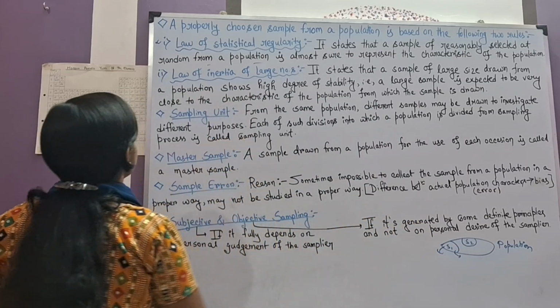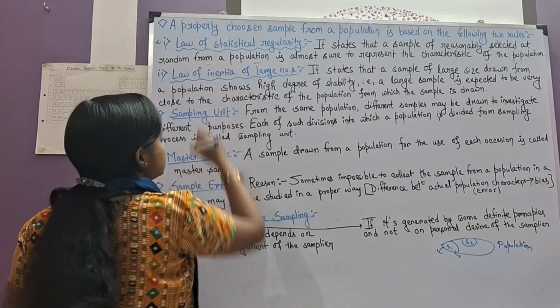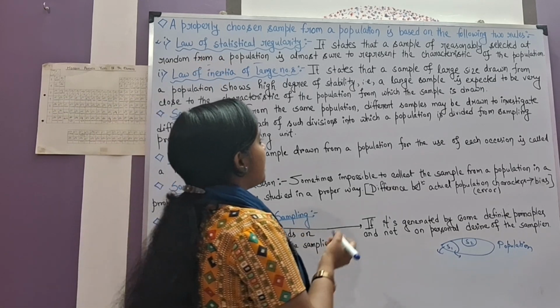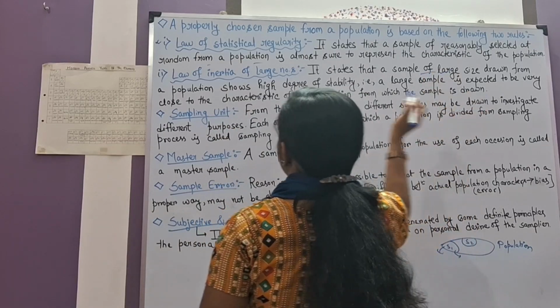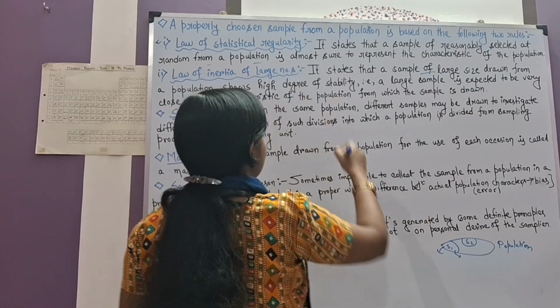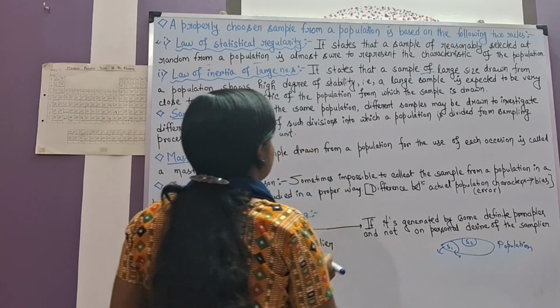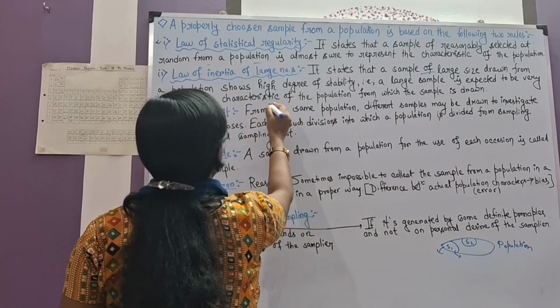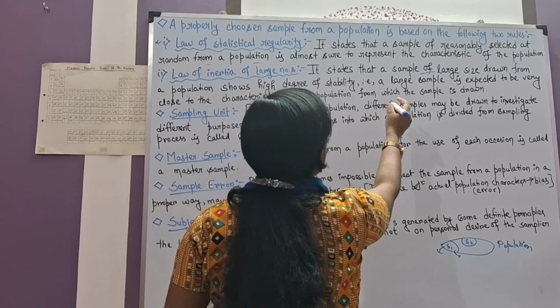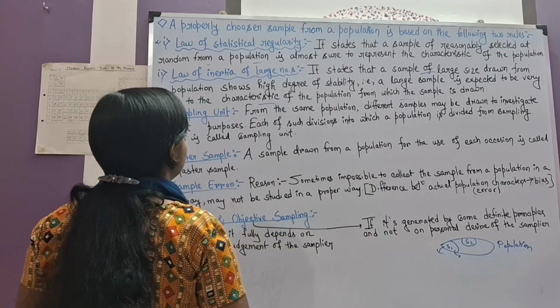The second one is law of inertia of large numbers. It states that a sample of large size drawn from a population shows high degree of stability. That means the accuracy will be more. That is, a large sample is expected to be very close to the characteristic of the population from which the sample is drawn.